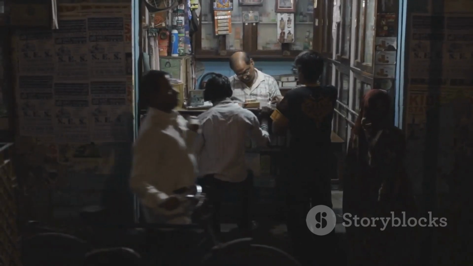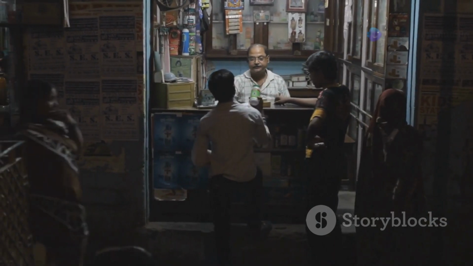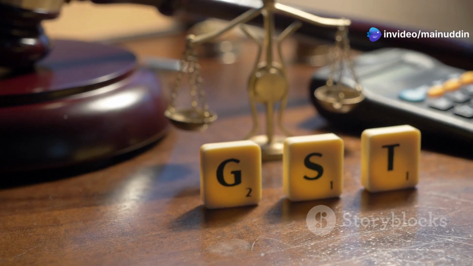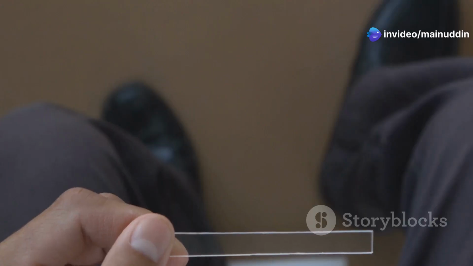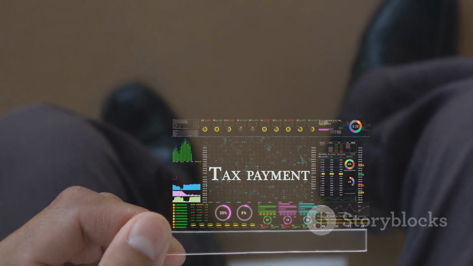Today, we're going to talk about GST, the biggest tax reform since India's independence. It's a big change, and it affects everyone, from small shopkeepers to big industrialists. GST stands for Goods and Services Tax. It is a single unified tax system that replaced many old taxes like VAT, excise duty, and service tax.